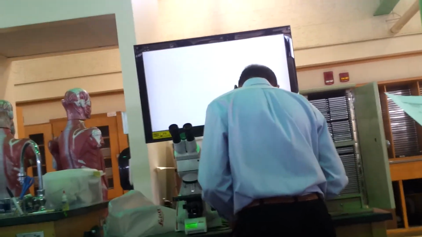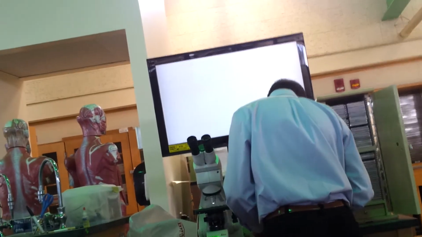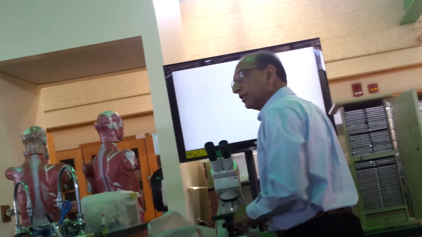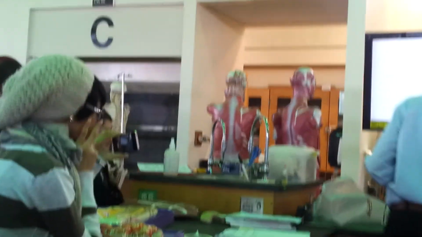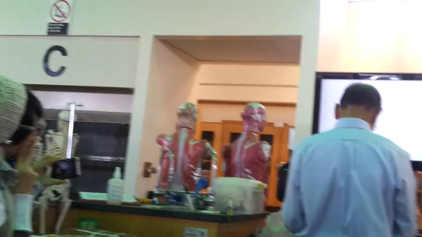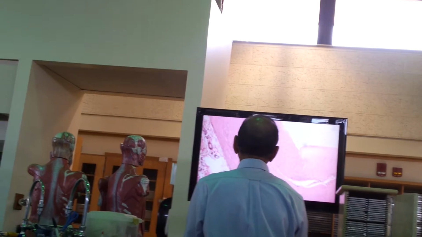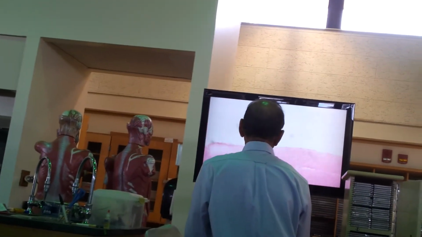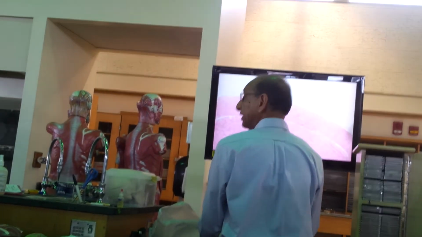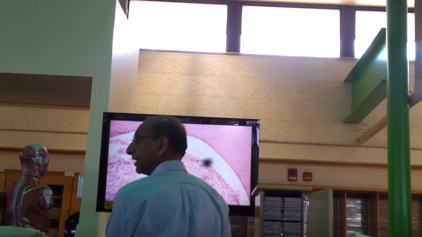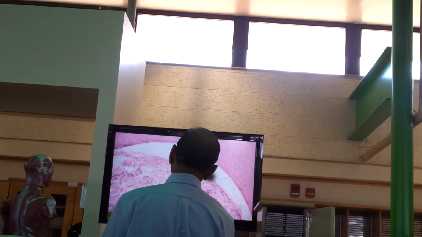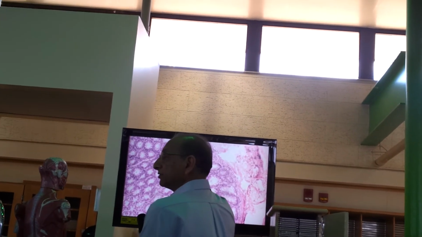In the slide here, for the large intestine, it says colon. Colon is large intestine, right? So it says colon here. Muscle, the muscles here, right? Muscle, then submucosa, right? And then this is mucosa, right?